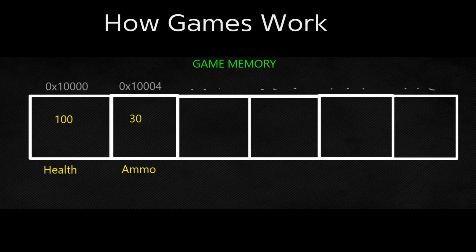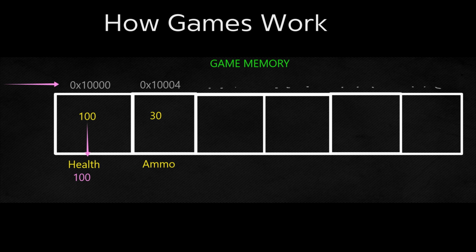So say the game address 10,000 holds your health and 10,004 holds your ammo. The content in 10,000 we see is 100. So when the game goes to check our health, it goes to the address 10,000 and sees what it's holding. It gets that number and now that's our game health.